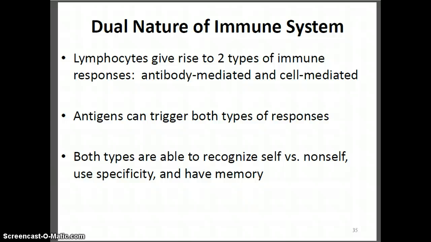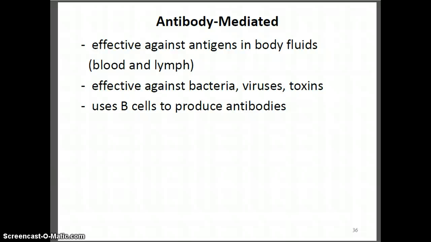There's a dual nature of the adaptive immune system, both the antibody-mediated and the cell-mediated immune responses. Antigens can trigger both types of responses, and both types are able to recognize self versus non-self. Both have specificity, and both have memory.